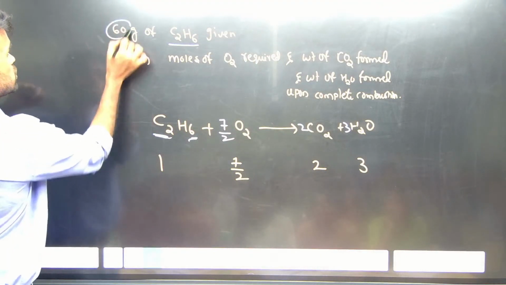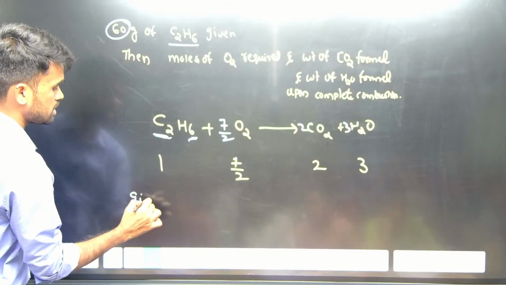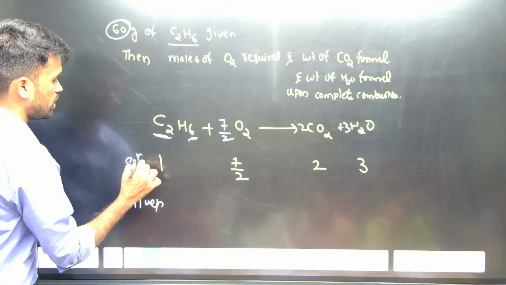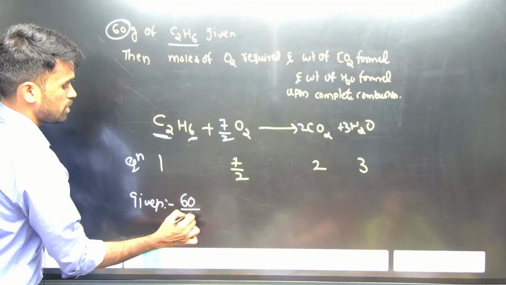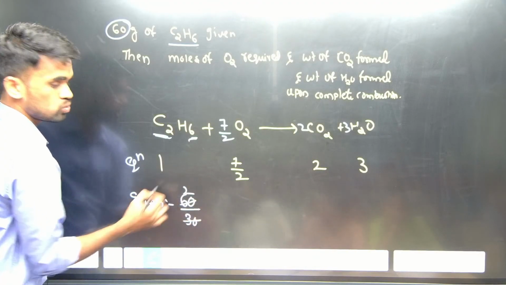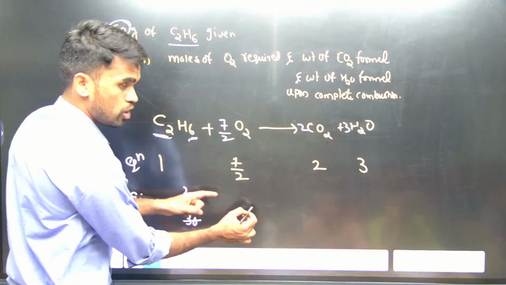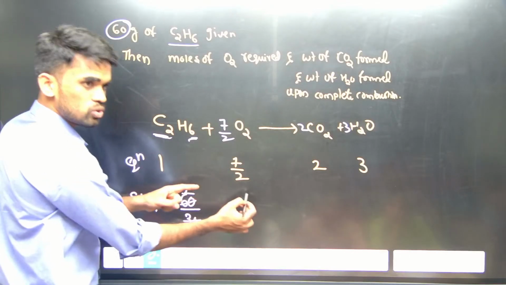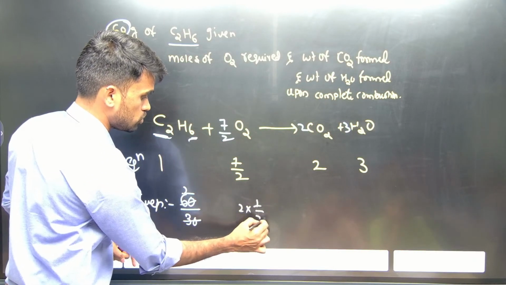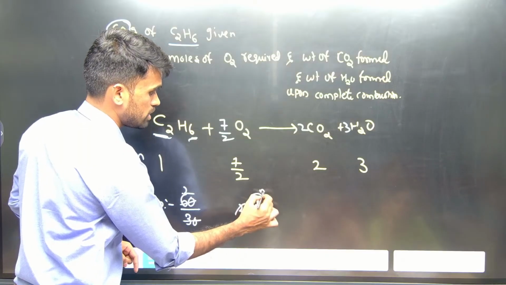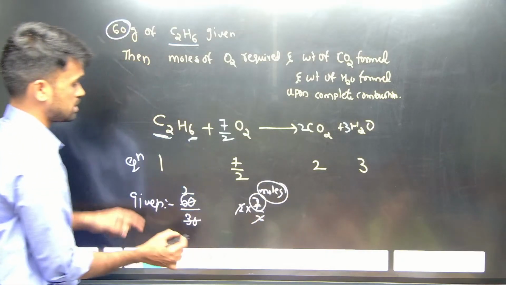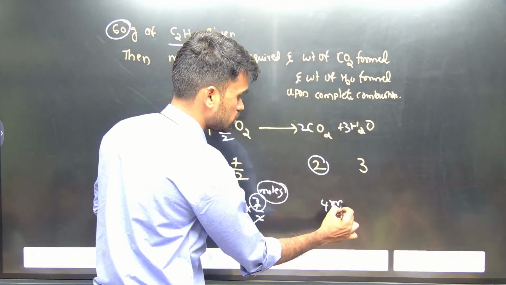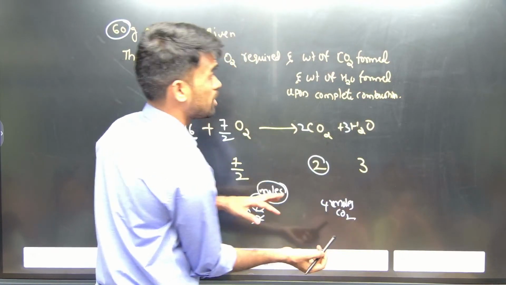Now how much quantity is mentioned? 60. So given, this is as per the equation. Given, how much? 60 by molar mass 30. So this is 2. So for 2, it will be how much? For 1 this much, for 2, 2 into 7 by 2. So it means 7 moles. So what is your answer for this? 7 moles. See, 1 mole forms how many moles of CO2? 2. So 2 moles will form? 4. So 4 moles of CO2. But I am not asking you moles.